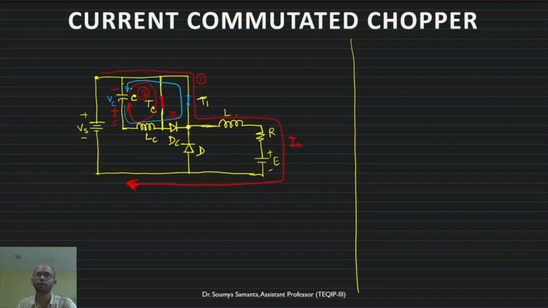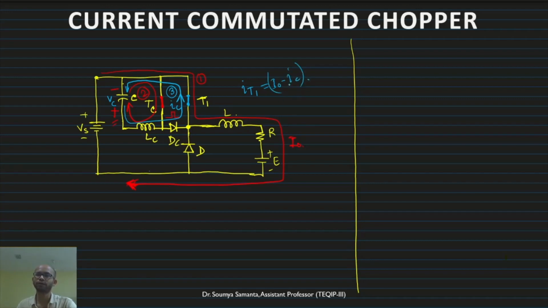This is the direction. In this direction there will be a current flow through this diode. Now suppose this is step 3. In this step, the moment the current starts flowing, this is I naught. What is this current? IC, suppose. So what will be IT1? IT1 will be I naught minus IC.